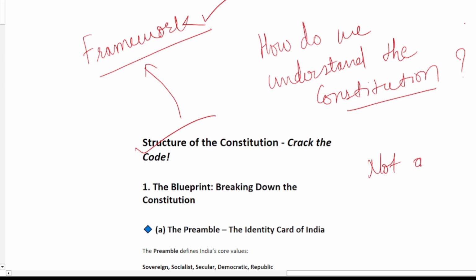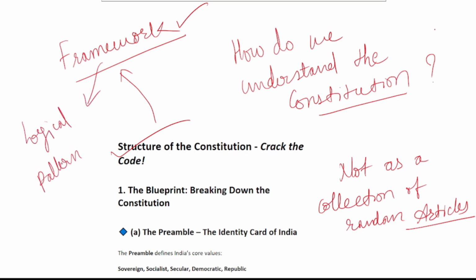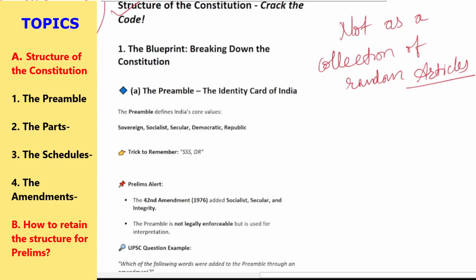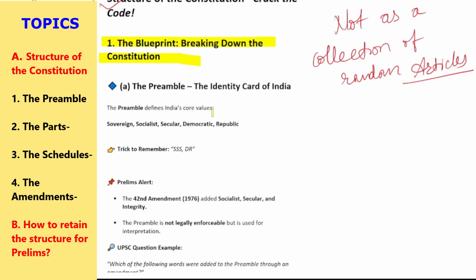Many aspirants struggle with polity because they see the Constitution as a collection of random articles and amendments. But remember, there is a pattern, there is a logical flow. So, instead of memorizing 450 plus articles blindly, we'll use logic, mnemonics, and tricks to understand the Constitution's framework. Let's start with the blueprint, and let's break down the Constitution.